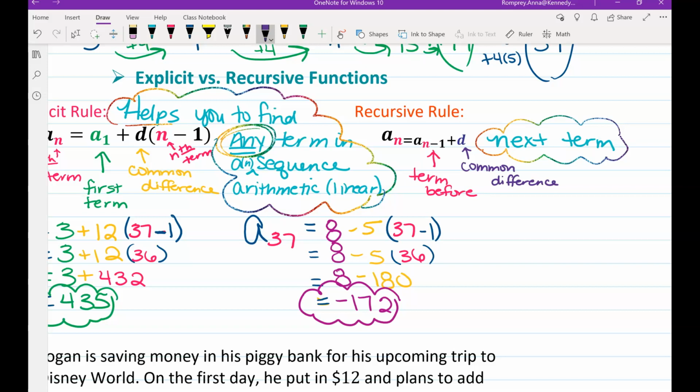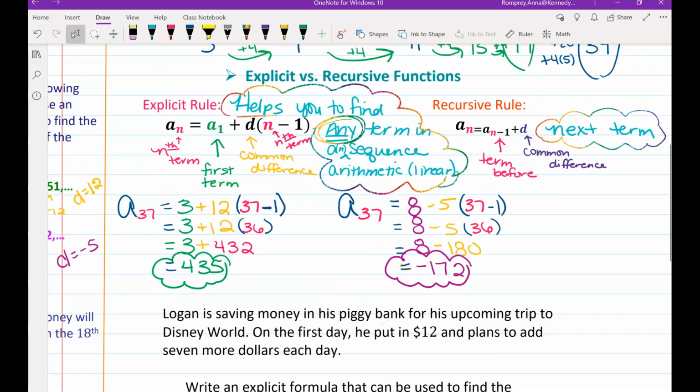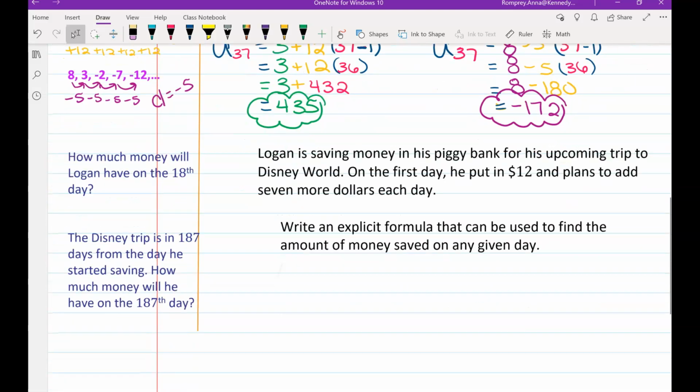Again, recursive rules are not super helpful unless they're already saying, hey, the 99th term is 10 and our common difference is -2. So what's the 100th term? Well, I'm going to subtract 2 and boom, there's my 100th term. So again, not super useful, but we do need to make ourselves familiar with it in case we see it in a testing situation. All right.